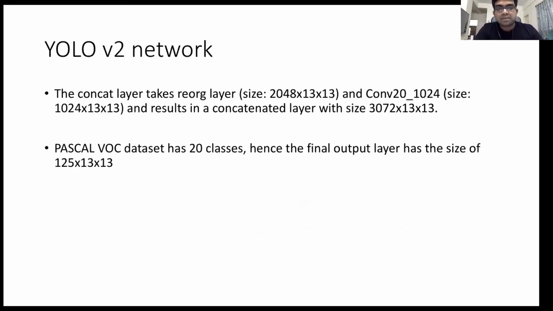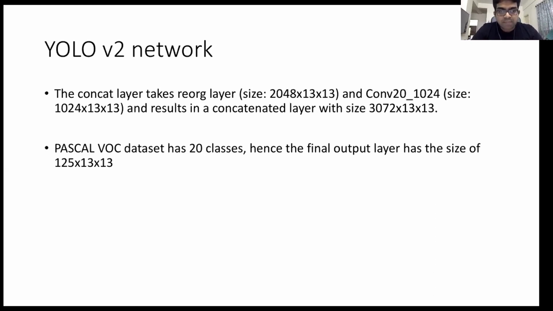Now the concat layer, all it does is concatenate both outputs in the channel dimension. So you have your convolution 20, which has a dimension of 1024 by 13 by 13. Don't worry about it. I just want to give an example of what happens in the concat layer. From the reorganization layer, we got the output as 2048 by 13 by 13. By concatenating both of them, we get the output to be 3072, which is just the addition of the channels. So that's what concat does.